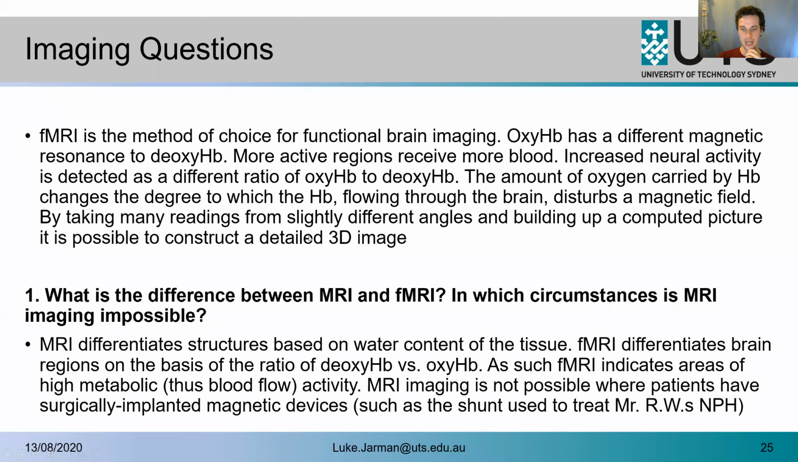So what is the difference between an MRI and an fMRI? I would say this is probably the main paragraph they need to know. MRI differentiates structures based on water content of the tissue, and fMRI differentiates brain regions on the basis of the ratio of deoxygenated to oxygenated hemoglobin, because they have different magnetic resonance properties. As such, fMRI indicates areas of high metabolic activity, and also MRI imaging is not possible where patients have a magnetic device put into them.